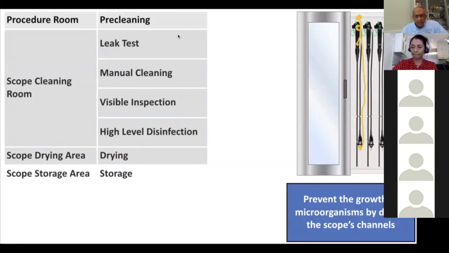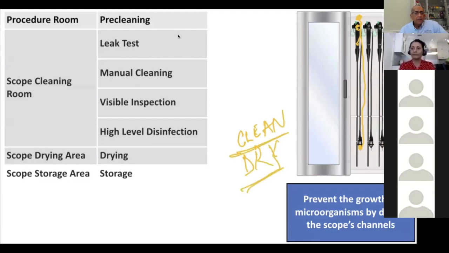The goal is to have a clean scope and a dry scope. These two things are very important to maintain an endoscopy unit free from endoscopy-related infections. So you need to figure out how we make sure that we reach this goal for every scope.